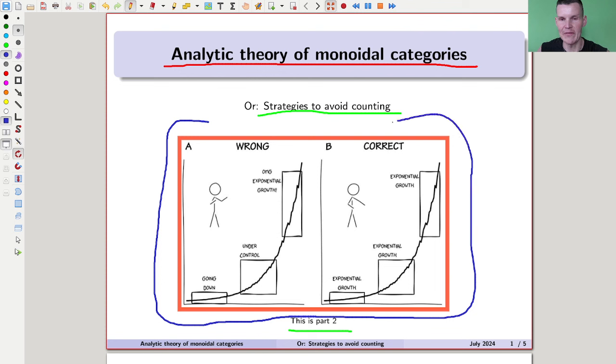Here's one of my favorite XKCDs. So exponential growth starts off a little bit slowish, but yeah, it's exponential growth, so it grows fast. So whatever, under control, going down, yeah, maybe not. It's always exponential growth. And I really like this picture because today we essentially always have exponential growth. And I promised you to zoom in on one specific problem, and I will tell you essentially all I know about that problem.